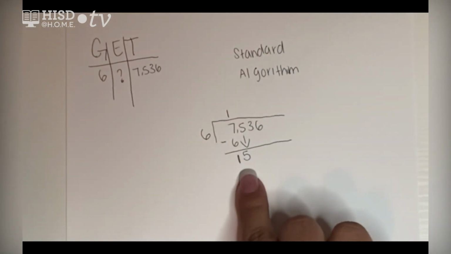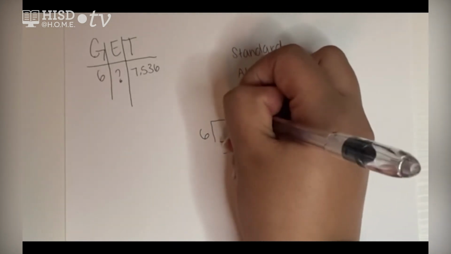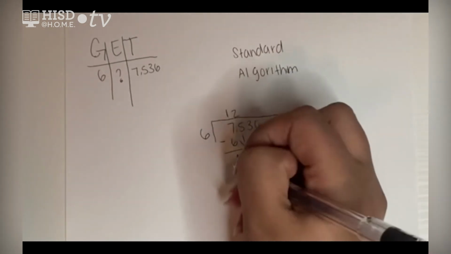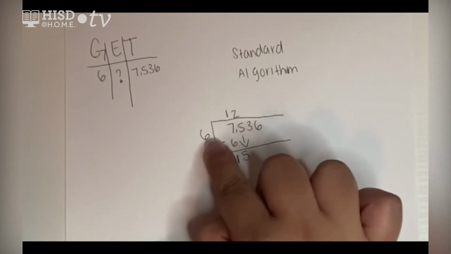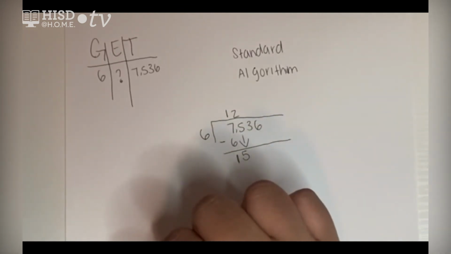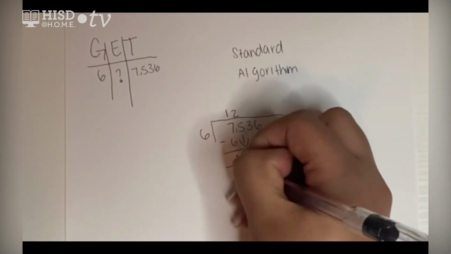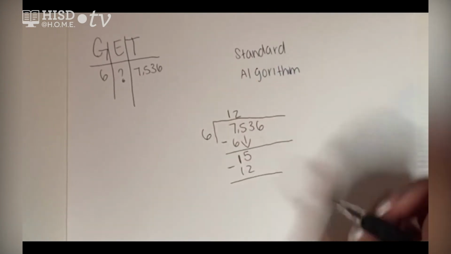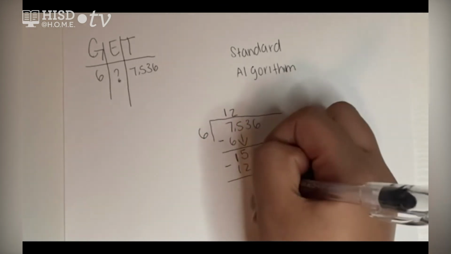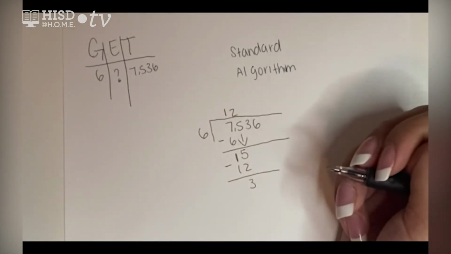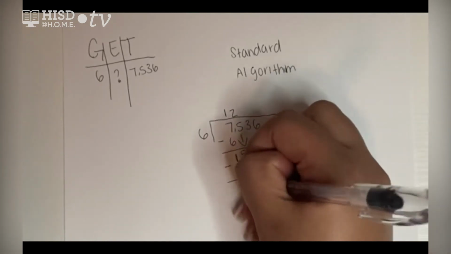Can 6 go into 15? Yes, it can. How many times can 6 go into 15? 2 times. Very good. So I'm going to put a 2 up here. And what is 2 times 6? You guys told me that 6 can go into 15 2 times. So what is 2 times 6? Very good, 12. So I'm going to take 12 from 15. What's 5 minus 2? 3. And what's 1 minus 1? 0. Very good.